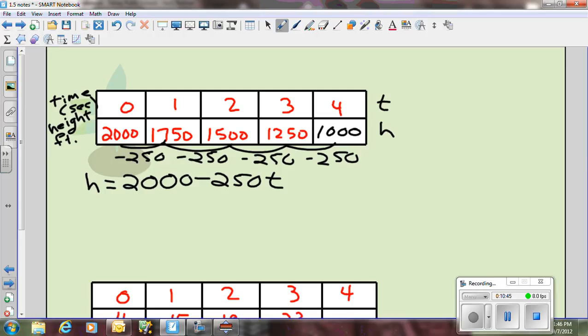Okay, and if you're not sure, check it. When t is 0, this is 0, so h is 2,000. When t is 1, this is 250, so this is 2,000 minus 250, and so on. If you're not sure, check it.